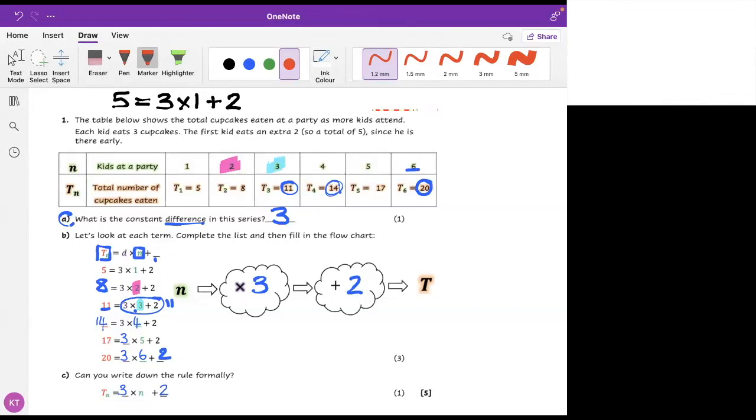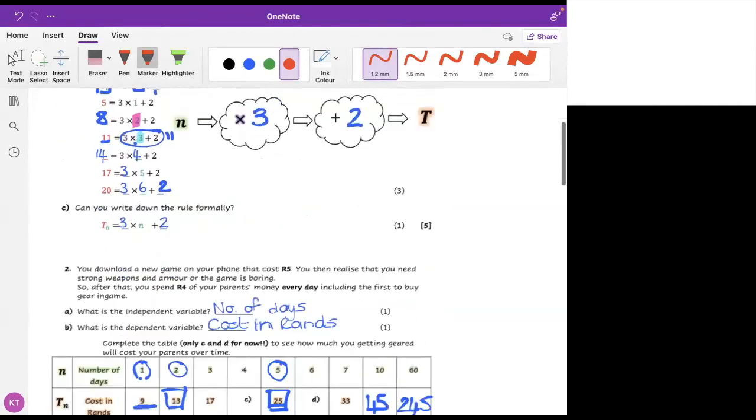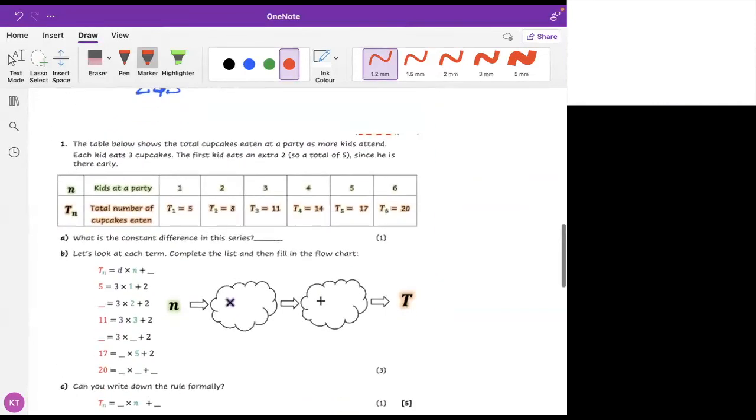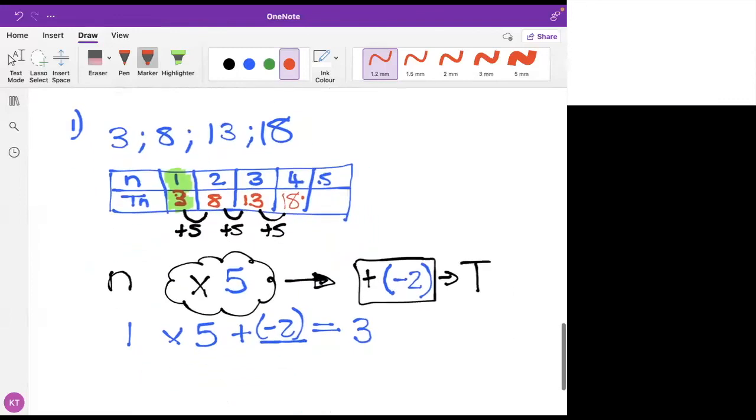Bushle, what is your question? Hi, ma'am. I don't understand the last question that you did, ma'am. Sure, let's go have a look, Bushle. All the way to the bottom. This one over here. Yes, ma'am. Okay, so first of all, what's the common difference, Bushle? What's the difference between all those numbers? How do I get from 3 to 8, from 8 to 13, and from 13 to 18? What's the difference between those numbers? Ma'am, you add. I add what? What am I adding each time?